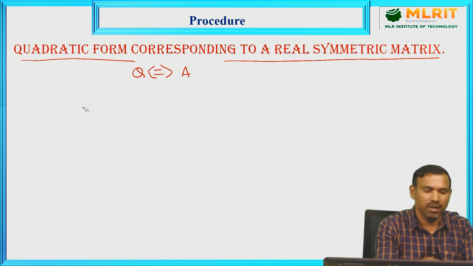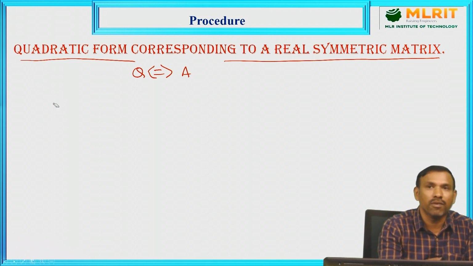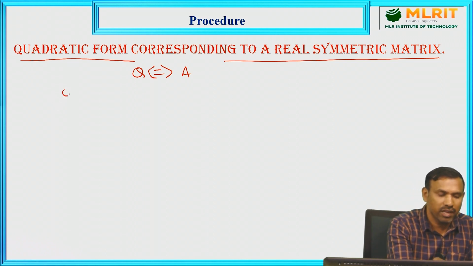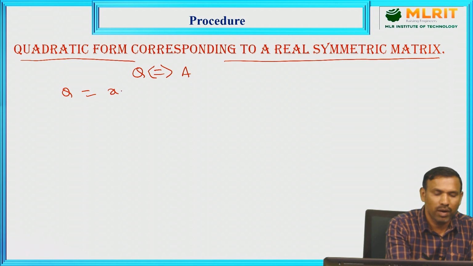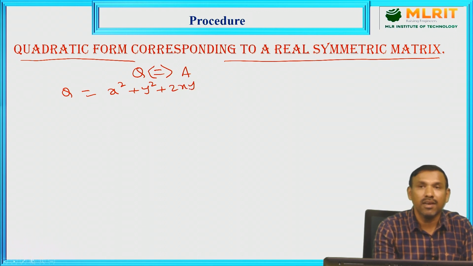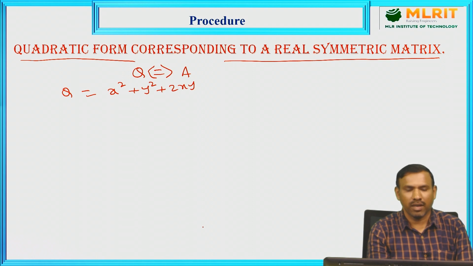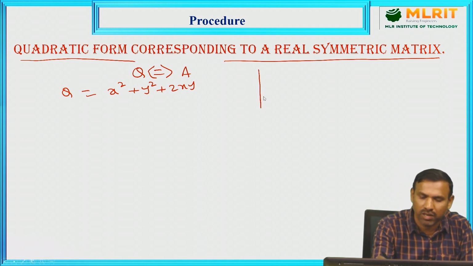Then I will take one quadratic form which is of second degree. The second degree form, we can take x square and y square, and let us take one quadratic form: x square plus y square plus 2xy. It is a second degree quadratic form. This I want to convert into the real symmetric matrix. Then how to convert? Here I am telling a small shortcut.